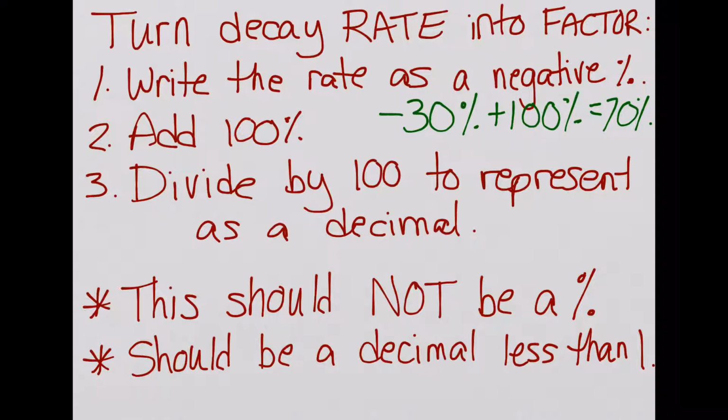Then we're going to divide by 100 to represent our percent as a decimal, and that would become our decay factor this time. Remember, we're not talking about growth anymore, we're talking about decay, and this should not be a percent. You have turned your percent into a decimal, and it is a decimal less than 1. If we're looking at our factor that we just did right here, 0.7 is less than 1. The fact that it's less than 1 is what makes it decay. That's what's going to make it get smaller and smaller every time, instead of larger and larger like the rabbits or the mold.